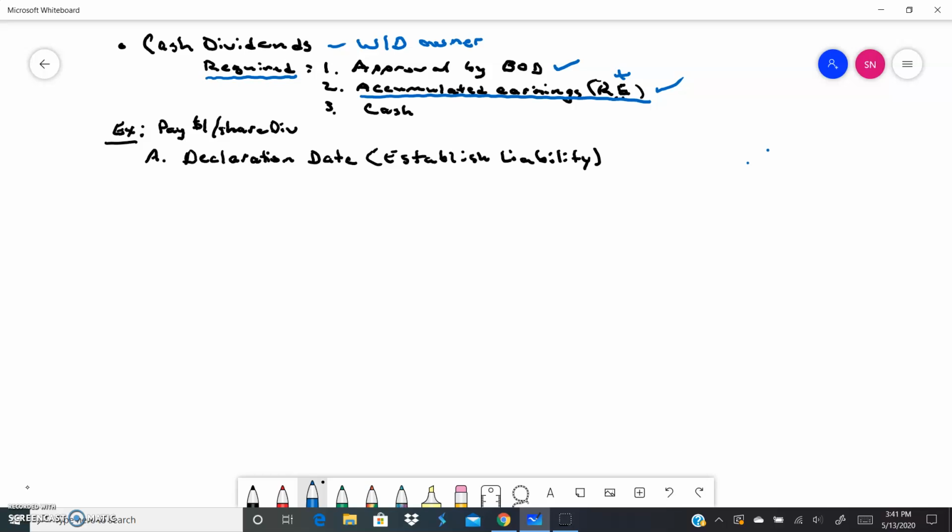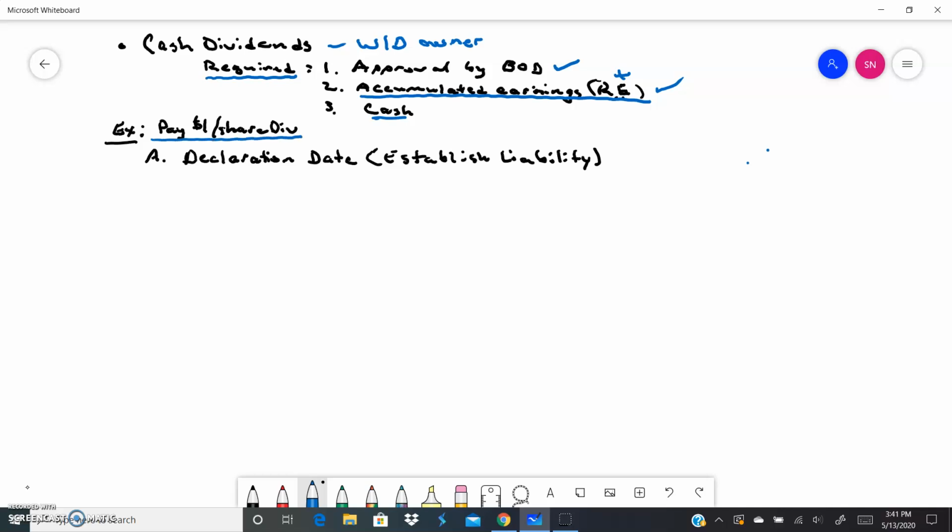Assuming that those two conditions are met, the third condition is that, obviously in this case we're paying a cash dividend, we would have to have adequate cash to pay the dividend. It would be pretty embarrassing to declare a cash dividend and then not have the cash to pay it. Can't think of that ever having happened before. So anyway, let's just take a look at an example.